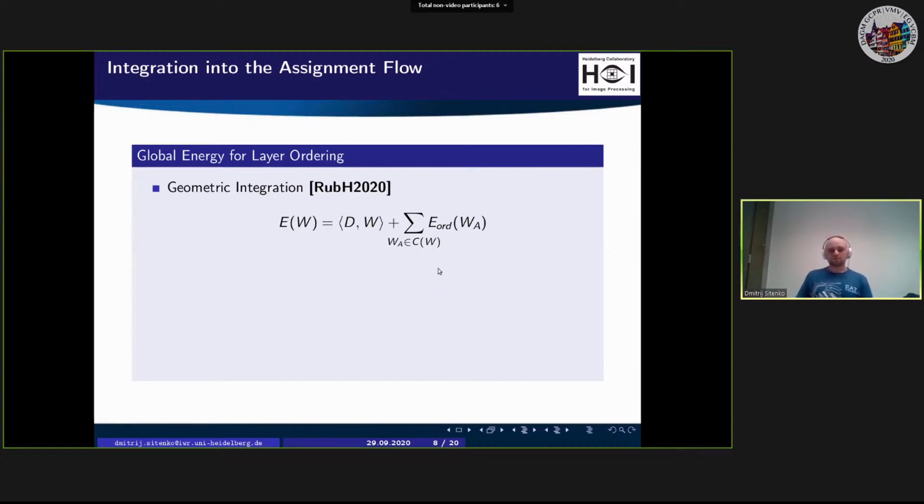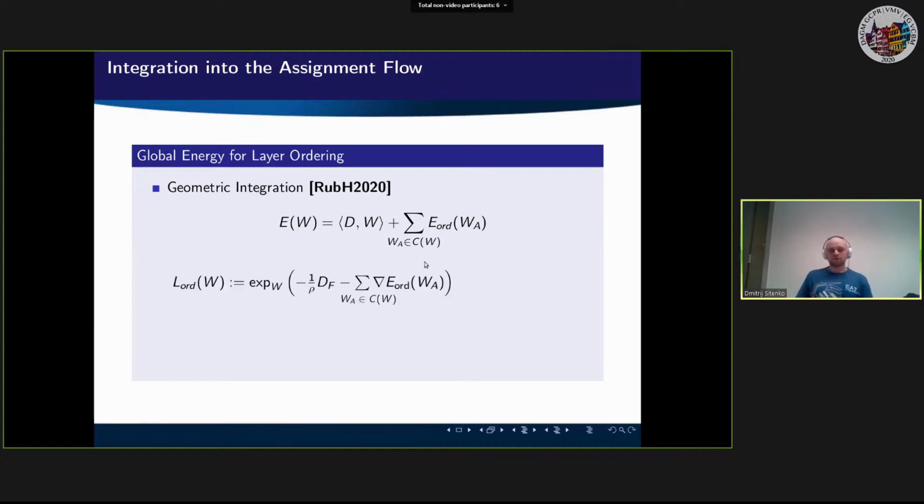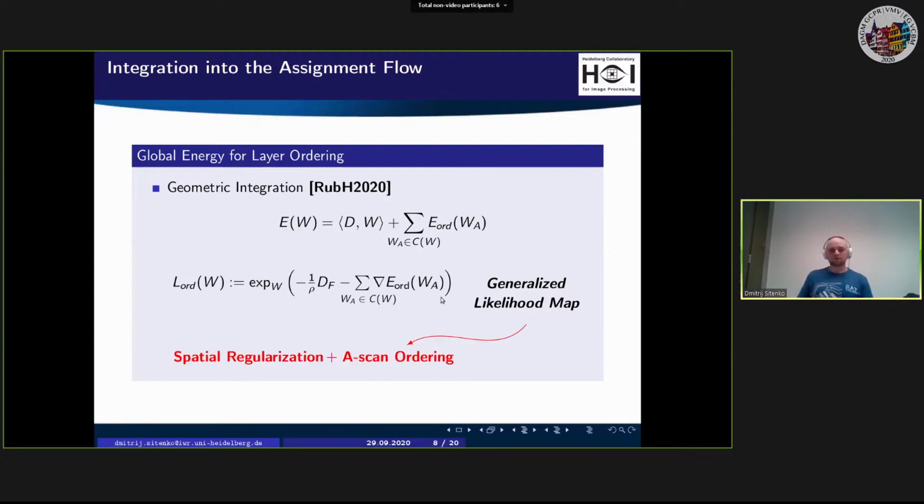The minimization process is performed by geometric integration on the assignment manifold proposed by Ruben Hühnerbein, where we use the generalized likelihood map to lift the gradient and the distance in the data term to the assignment manifold, and integrating the flow gives us a spatial regularization supported by A-scan ordering of retinal tissues.